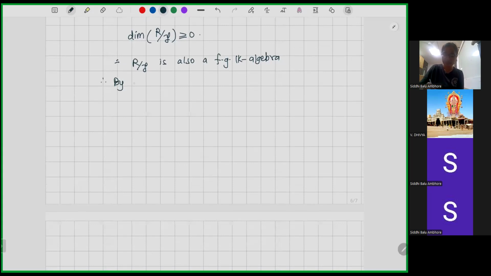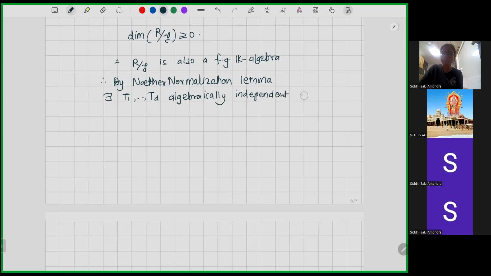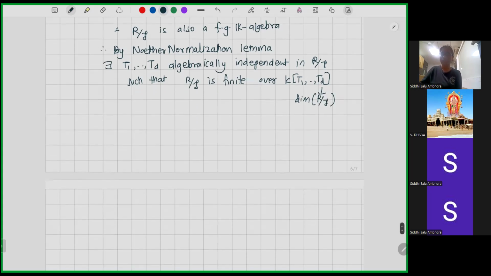so therefore by Noether normalization lemma, I have a finitely generated K-algebra. So there exist T1 to TD algebraically independent in R mod P such that R mod P is finite over K[T1, ..., TD]. Okay, and this D is actually the dimension of R mod P over K.